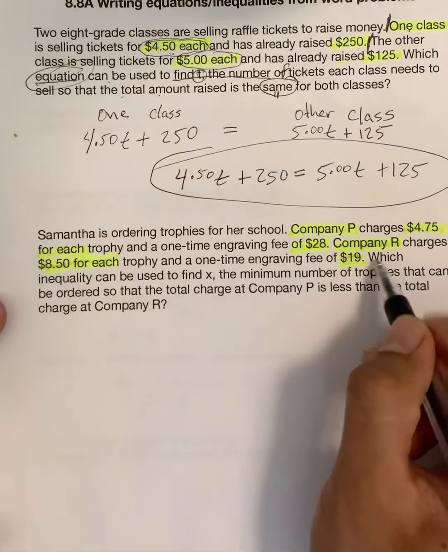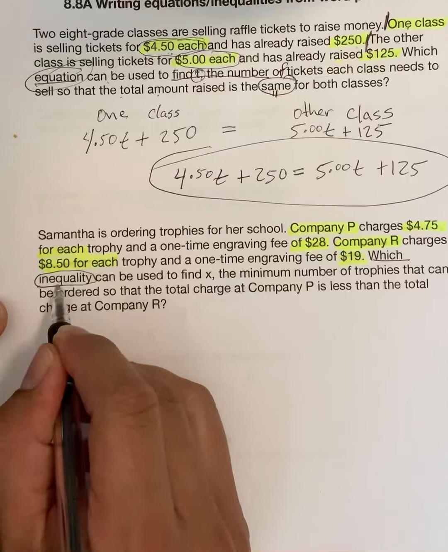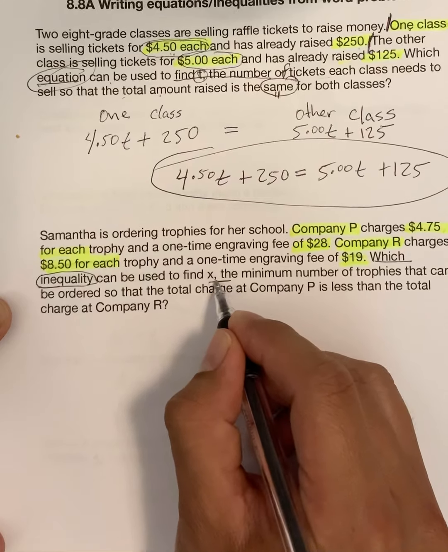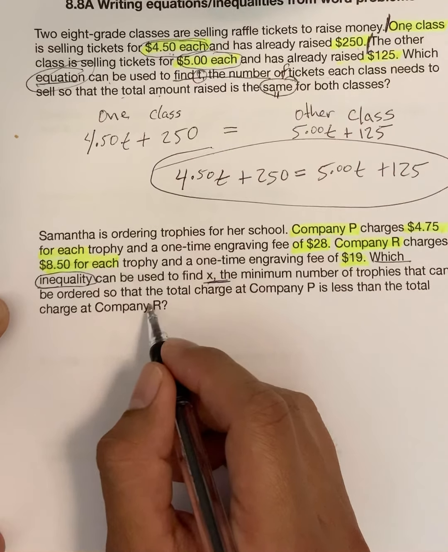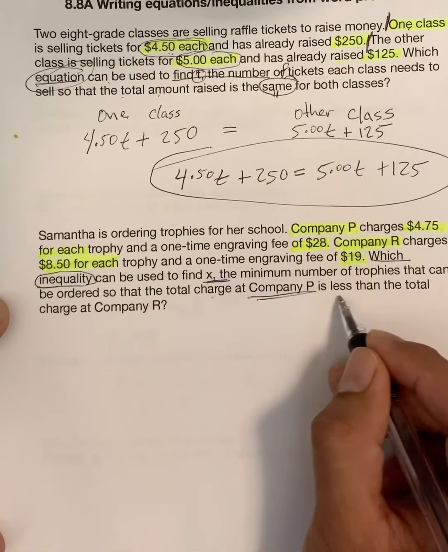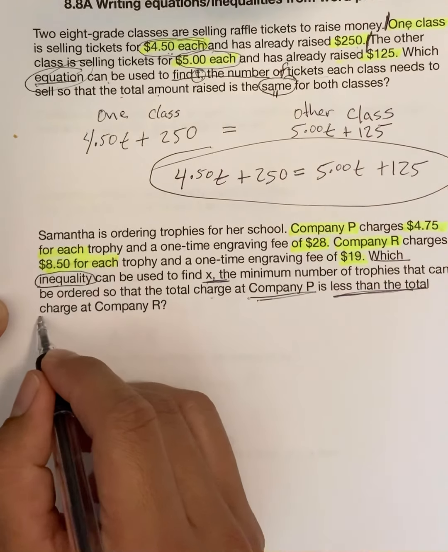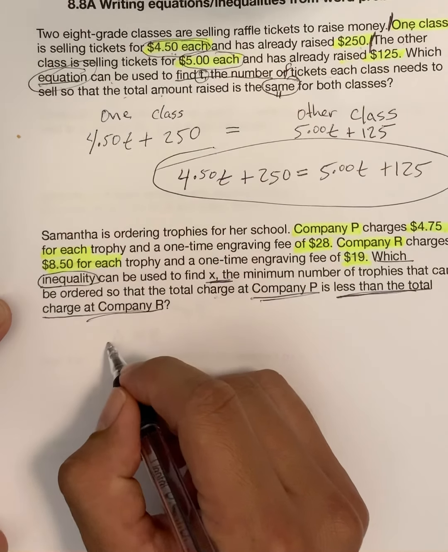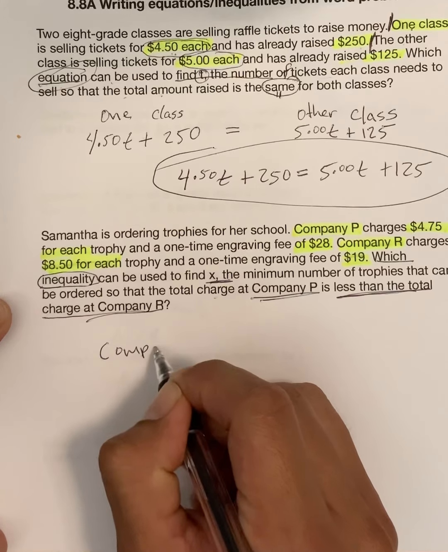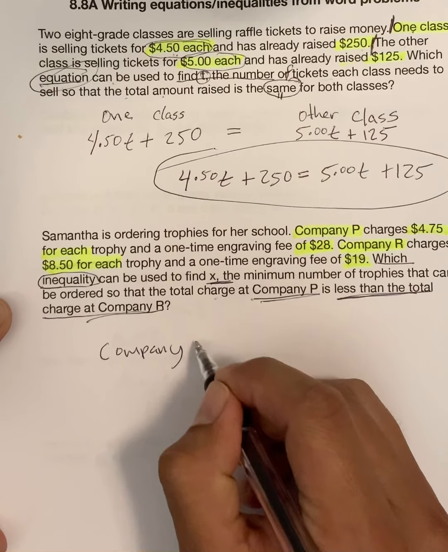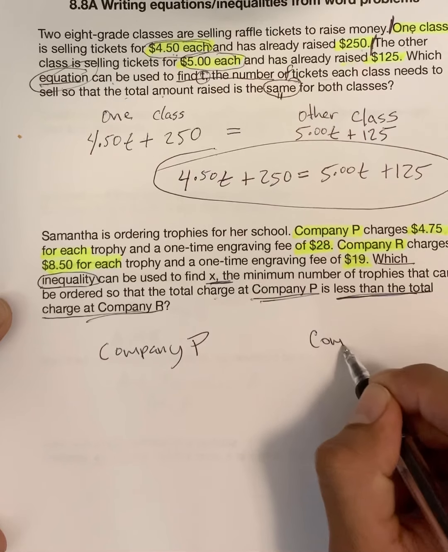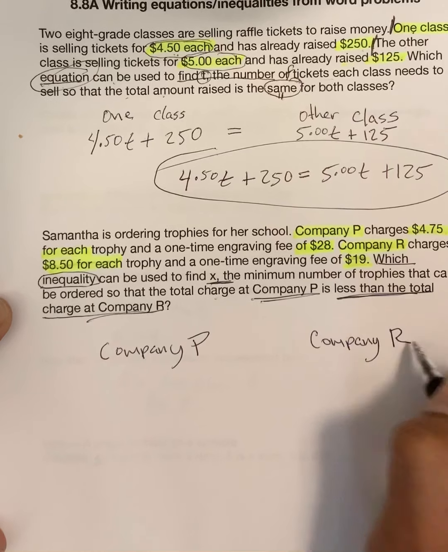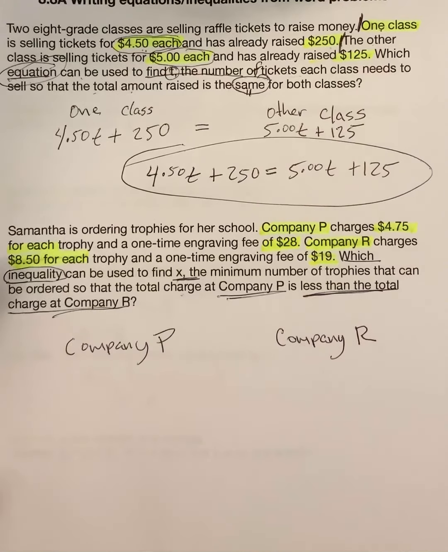Now, let's underline which inequality. Notice this time they're using inequality can be used to find X, the number of trophies that can be ordered so that the total charge of company P is less than, there's another keyword, than the total charge of company R. So again, we're comparing two things. Company P and R, all right, those are the two things we're comparing.